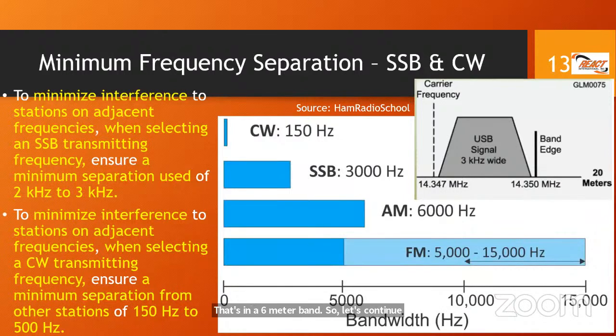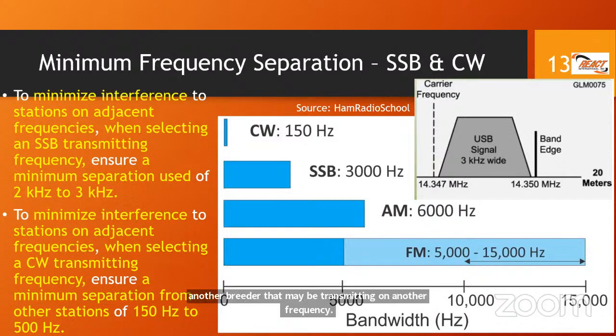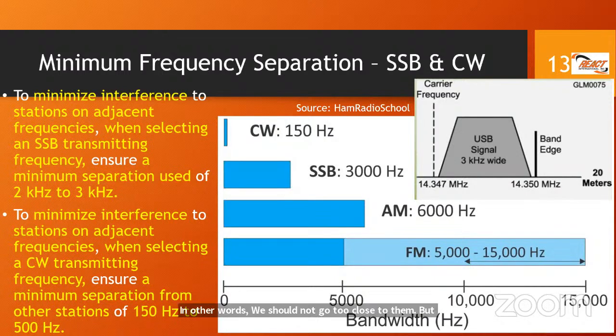All right, so again, we're sticking with the idea of courtesy, as well as sticking within our license, operating good amateur radio practice. We need to be aware that when we are transmitting on a frequency, we need to make sure that we leave enough separation to another operator that may be transmitting on another frequency. In other words, we should not go too close to them. But exactly how much is too close? Well, we actually specify it for a particular band or a particular mode of operations, right?